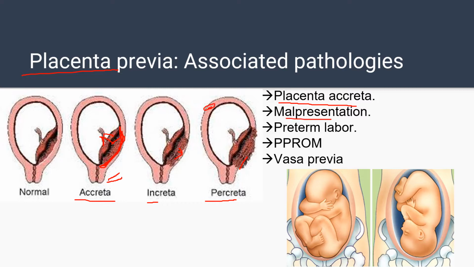The other thing that can happen is a malpresentation, that is, the fetus is not cephalic, it is breech, for example, or oblique, and that is because the placenta uses space down here in the pelvis, so the head can't fit very well, and this increases the probability of the baby taking an incorrect position. Also preterm labor, PPROM, and it also increases the risk of vasa previa, because the placenta here is not inserted in a normal way.